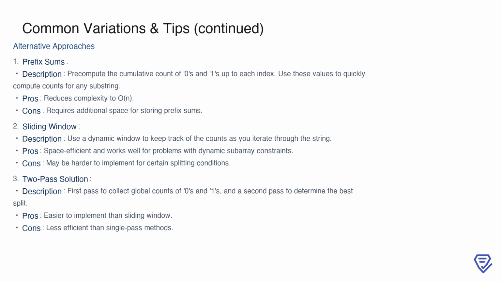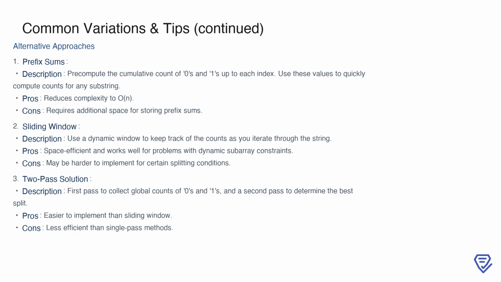There are several alternative approaches you can consider when solving this problem. The first is using prefix sums. By pre-computing the cumulative count of zeros and ones up to each index, you can quickly determine the counts for any substring. This method reduces the time complexity to O(n), making it highly efficient, though it does require additional space to store the prefix sums.